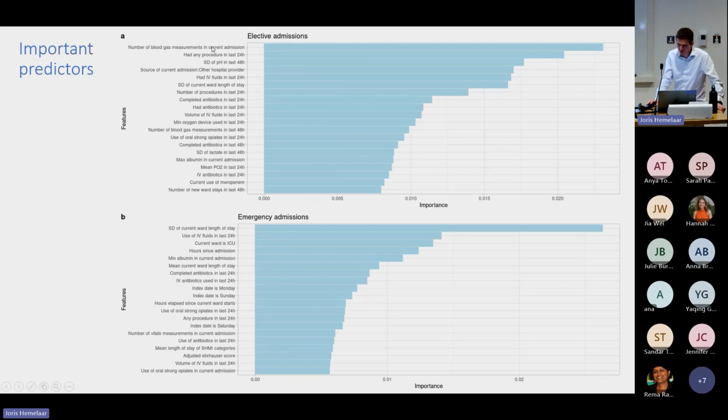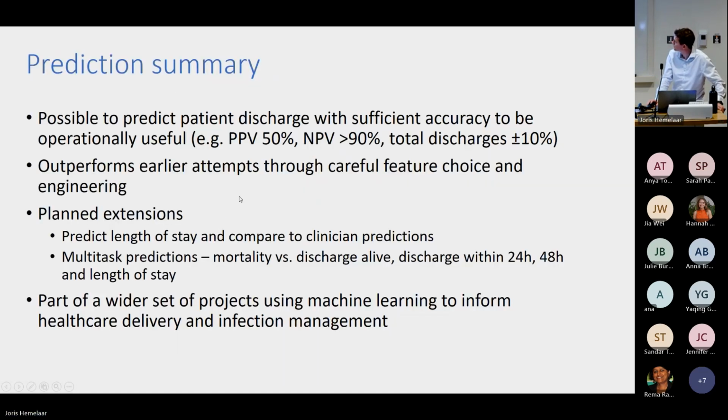What's important in determining whether people go home? Well, you might think it's all about people's vital signs. You possibly can't read all this at the back, but it's actually a mixture of things. What blood tests are they having? What procedures are they having? What treatments are they having? All of these things go into determining whether people go home. And you get a different list in elective admissions compared to emergency admissions.